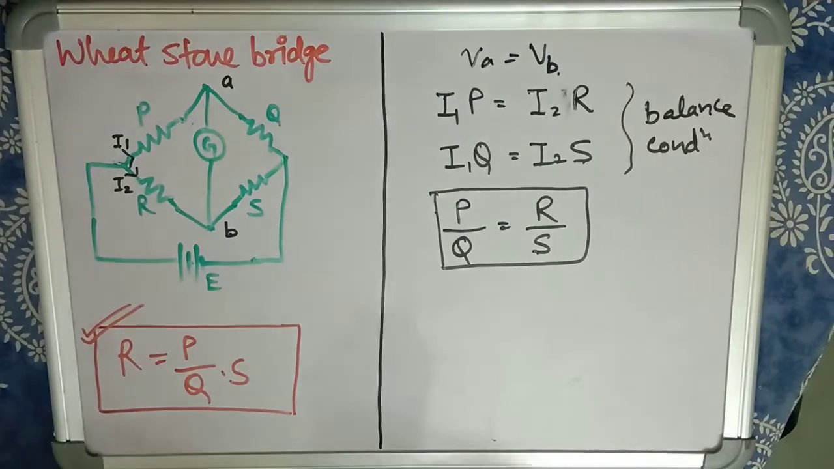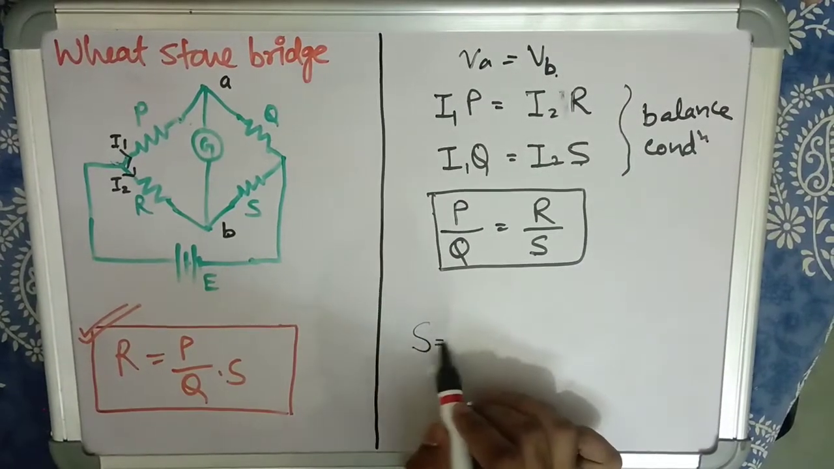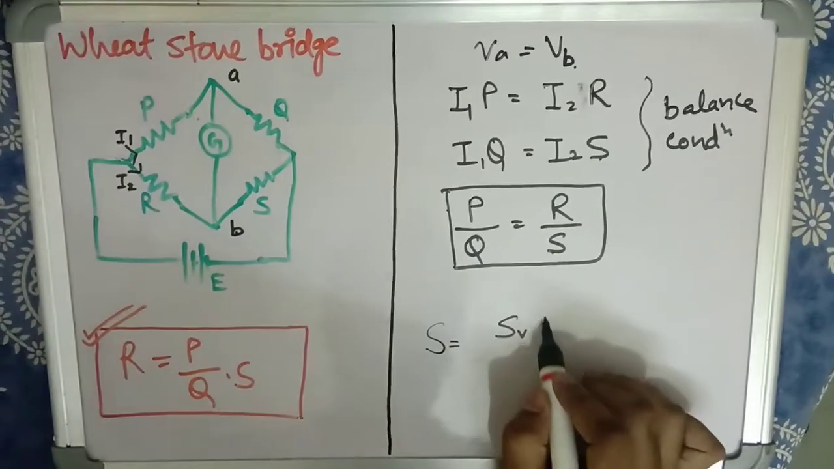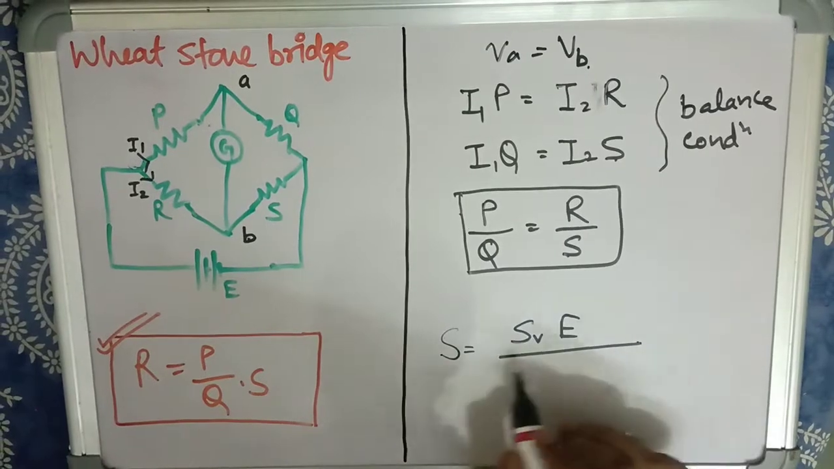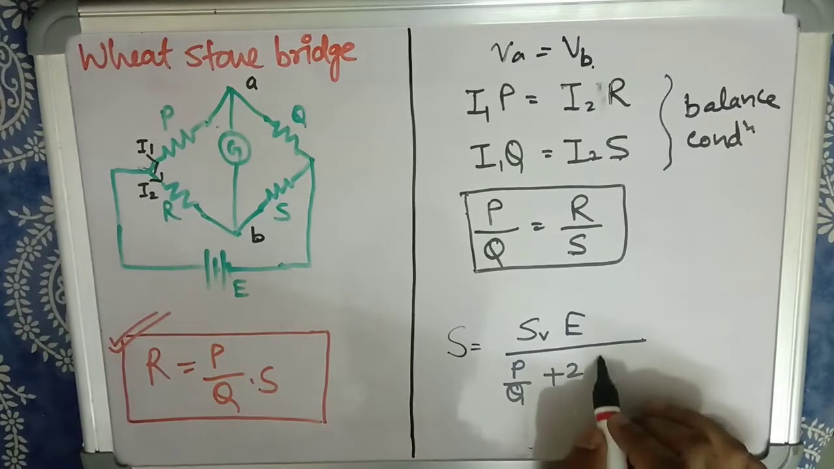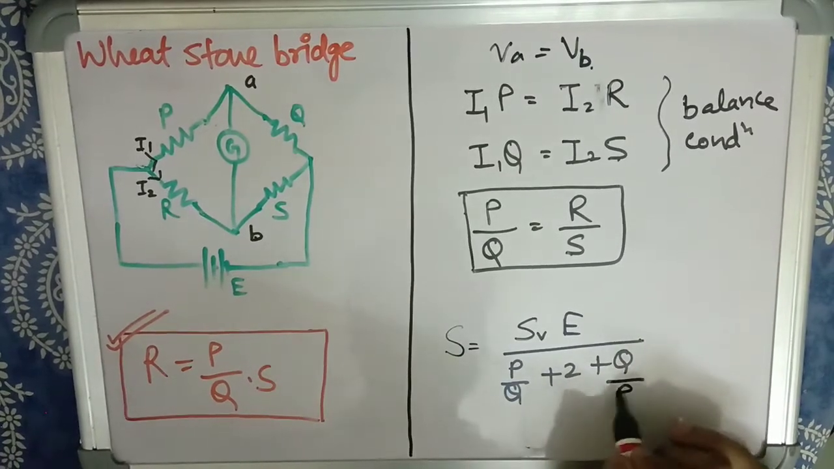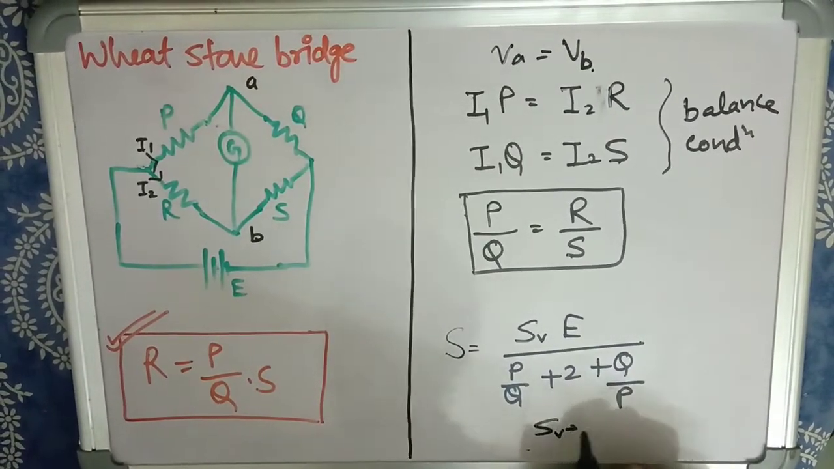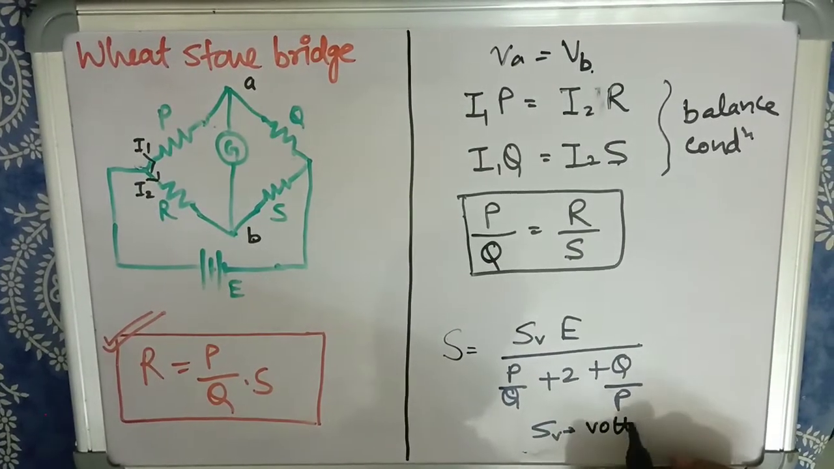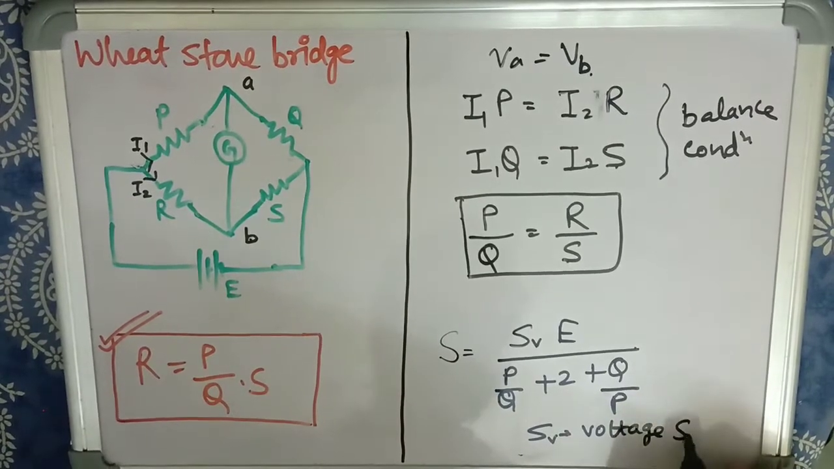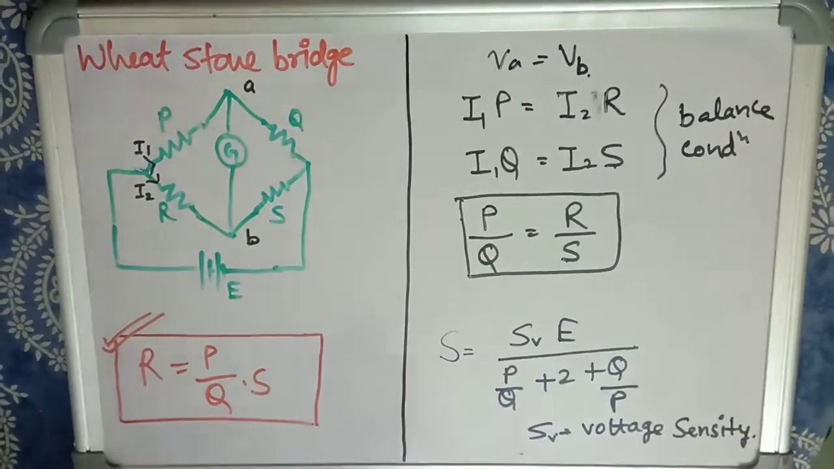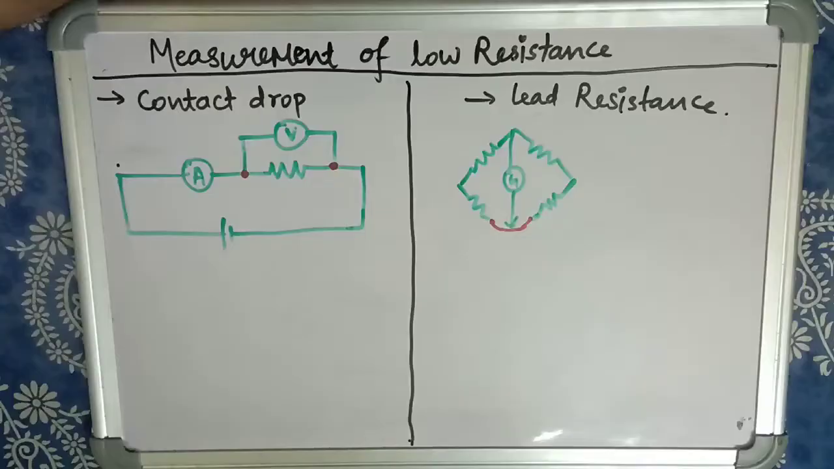We also have the sensitivity of the Wheatstone bridge, that is given by SV E divided by P by Q plus 2 plus Q by P, where SV is the voltage sensitivity of the galvanometer. So that is all for the Wheatstone bridge.